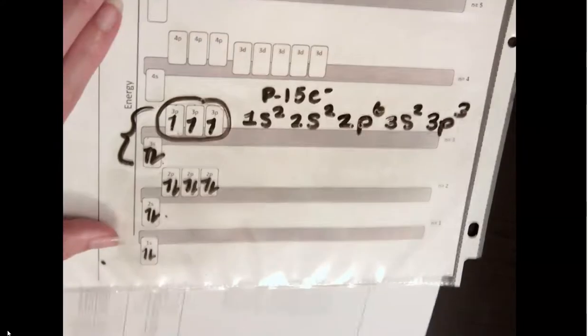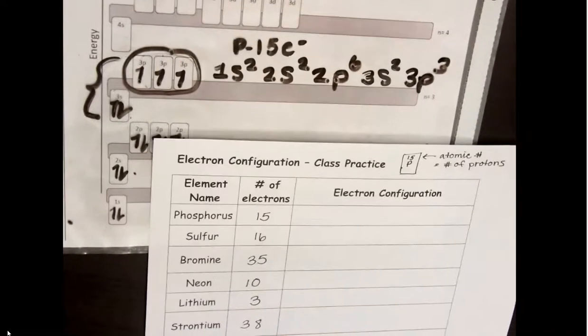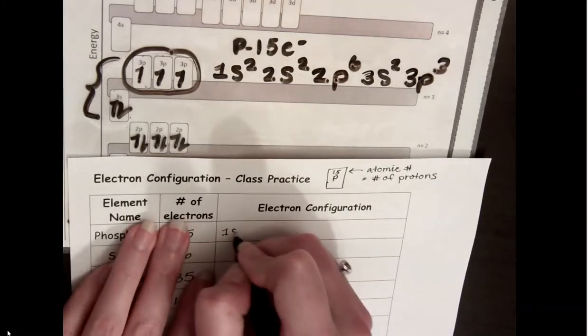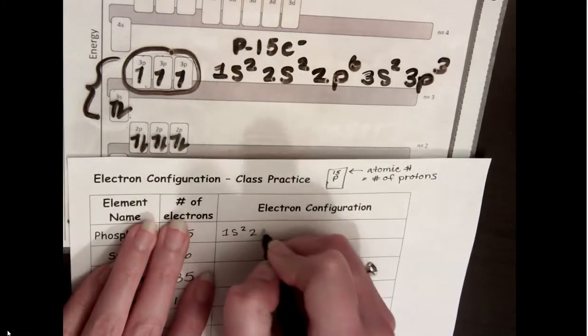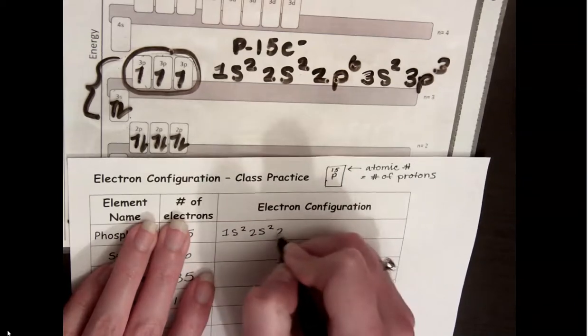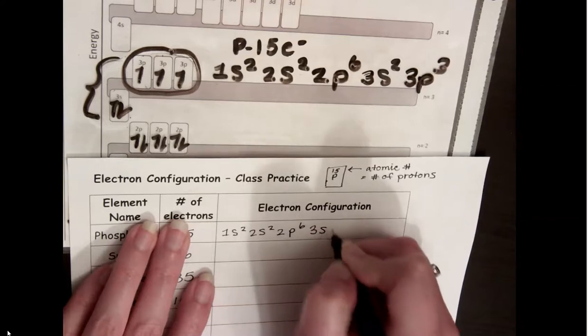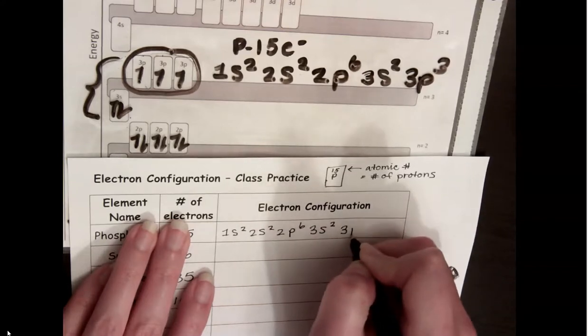So on our paper, let's write our final answer on our paper. So we're going to have 1s2, 2s2, 2p6, 3s2, 3p3.